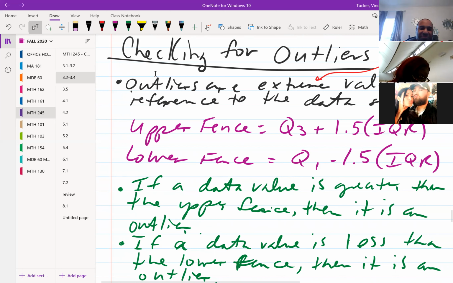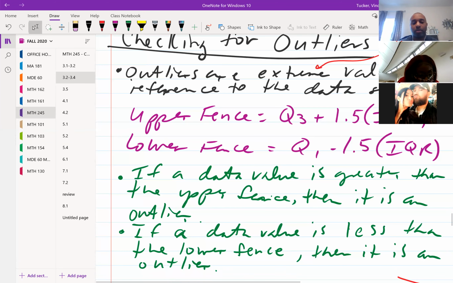All right, so if a data value is greater than the upper fence, then it is an outlier. And then if a data value is less than the lower fence, it's considered an outlier. So that's what these fences are for us. They're boundaries to establish what an outlier is or isn't. It gives us an actual number to look at and say, okay, if it's greater than this number, it's an outlier, or if it's less than this number, it's an outlier. So that's why we need to establish those fences.